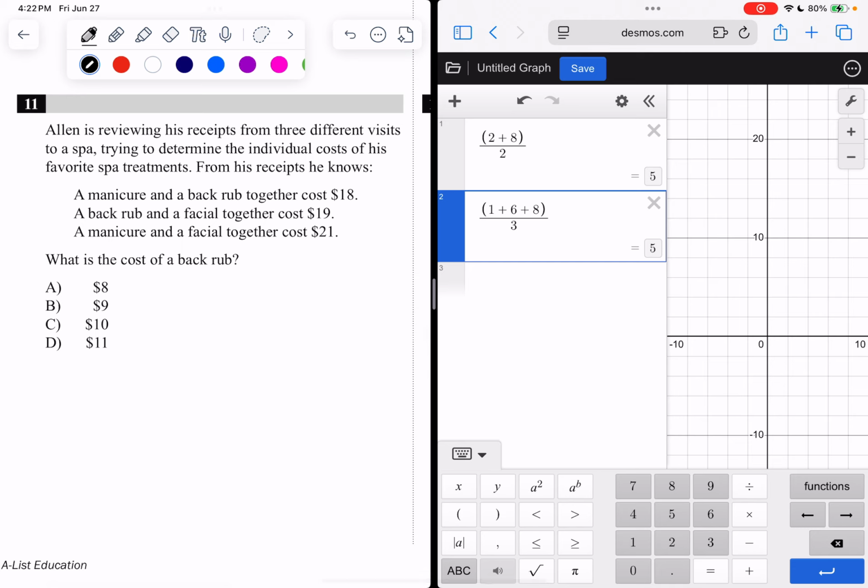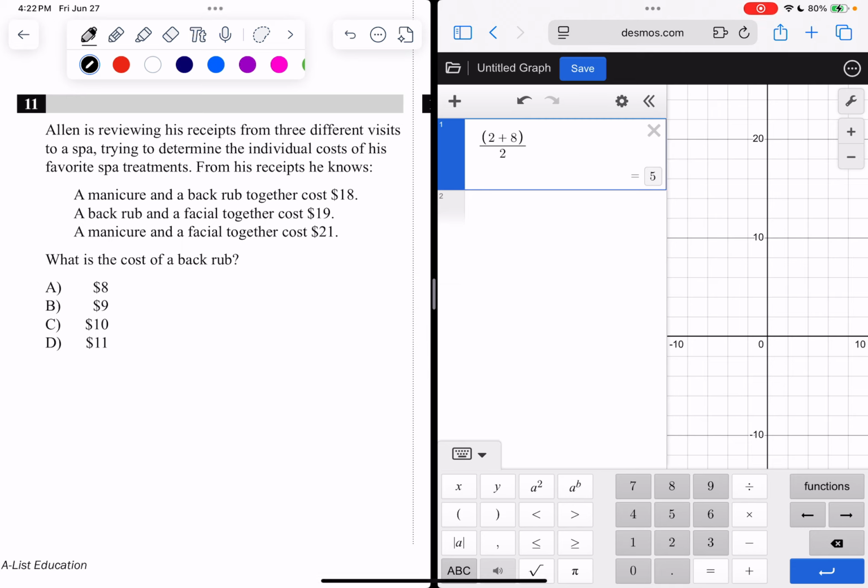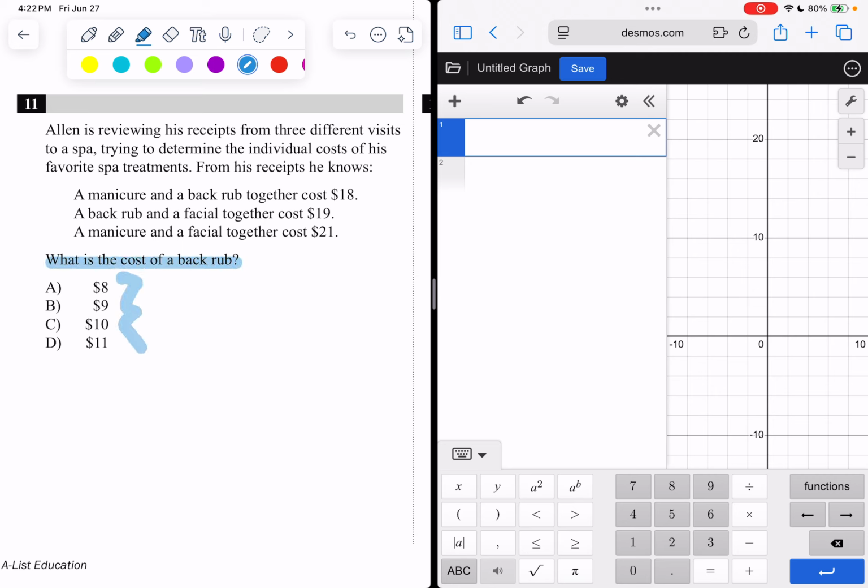Alan is reviewing his receipts from 3 different visits to a spa, trying to determine the individual costs of his favorite spa treatments. From his receipts, he knows a manicure and a back rub together cost $18. A back rub and a facial together cost $19. A manicure and a facial together cost $21. What is the cost of the back rub? So we want to know the cost of the back rub, which means the back rub could be 8 or 9 or 10 or 11. So let's start in the middle.